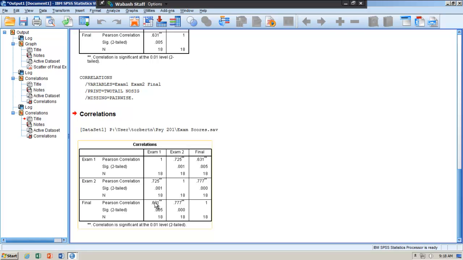And realize that the table here is shaped as a square, but it's symmetrical. So the correlation here, 0.725, is the same as here, because this is exam 1 with exam 2, which is the same correlation you would get if you correlate exam 2 with exam 1. It doesn't matter what's your x and what's your y for the correlation. So yeah, these are mirror images. So in general, you would just look at these 3 correlations.